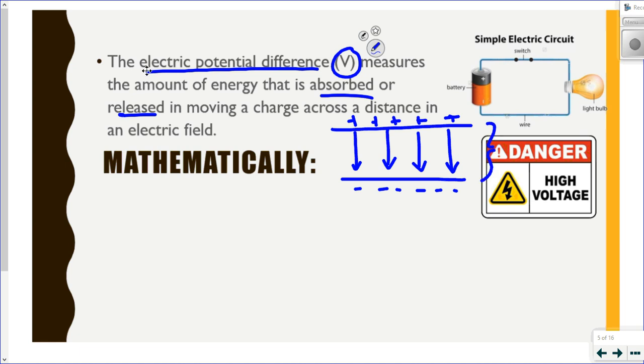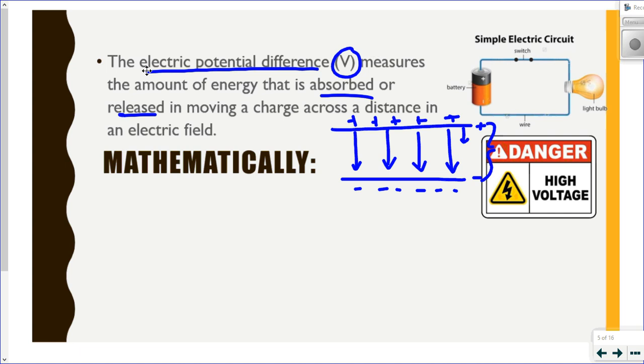Well, if I want to take a charge and move it between these two plates, I'm going to create an electrical potential difference. The energy we get when we move a charge from the positive plate to the negative plate here. But let's talk about that mathematically.